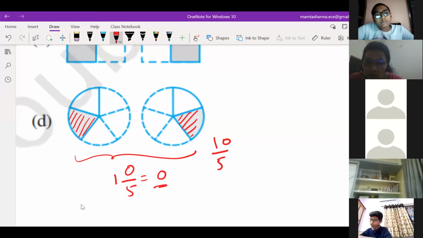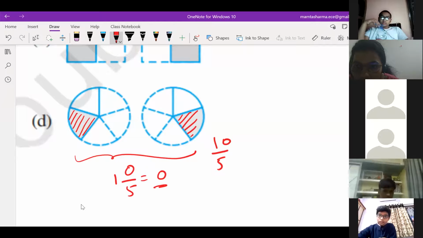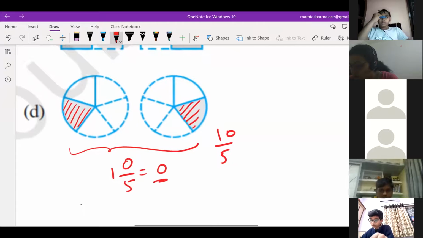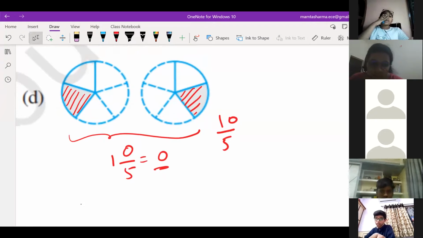How will you represent? I have shown you that pizza picture. Correct? So you recall the things from that picture. Ritvik would tell me. Ma'am, I think the answer is 3 1 by 4. No, incorrect. Okay, I will tell you.